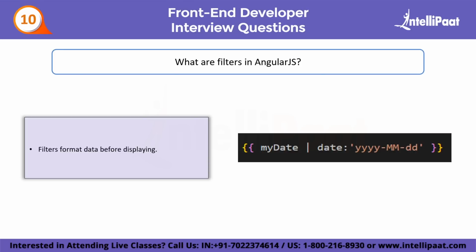AngularJS provides several built-in filters for common tasks such as uppercase, lowercase, currency, date, filter, and orderBy. You can also create custom filters by defining your own filter function in your AngularJS application. Custom filters are useful when you have specific formatting requirements not covered by built-in filters. Filters can also be chained together, allowing you to apply multiple transformations to the data.